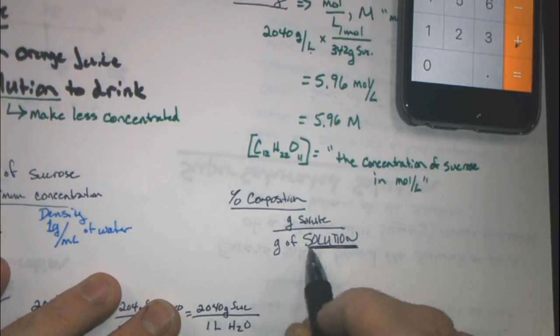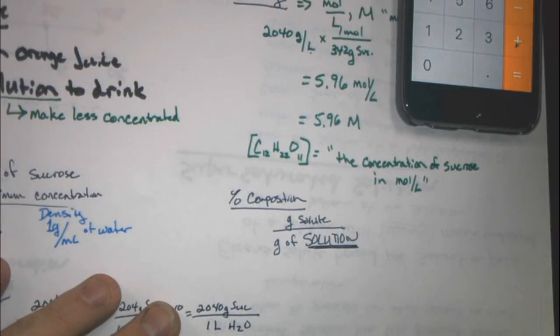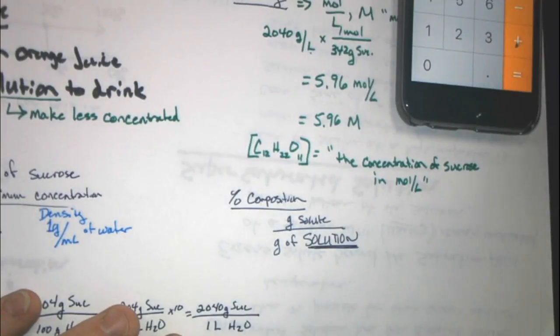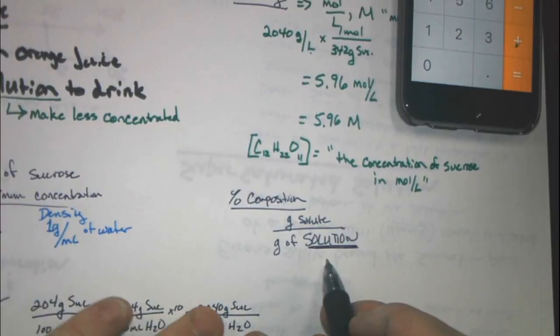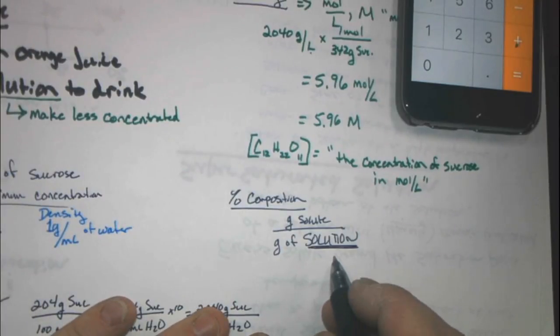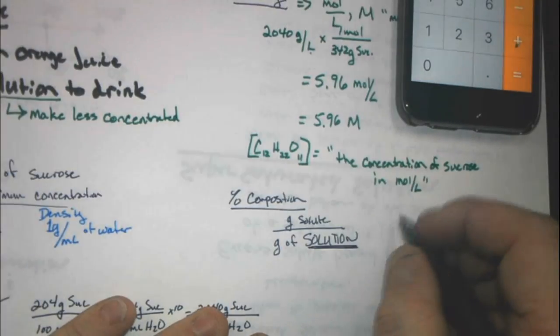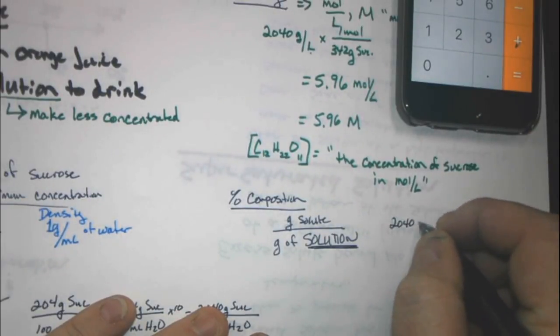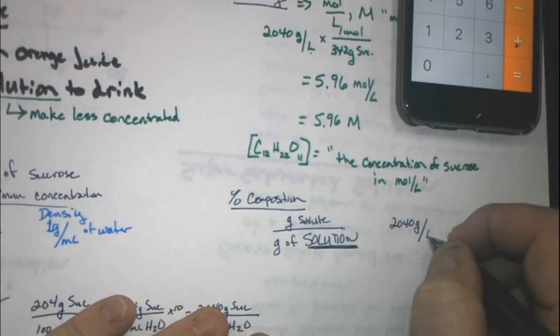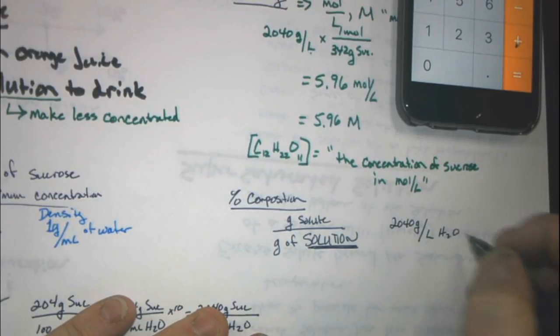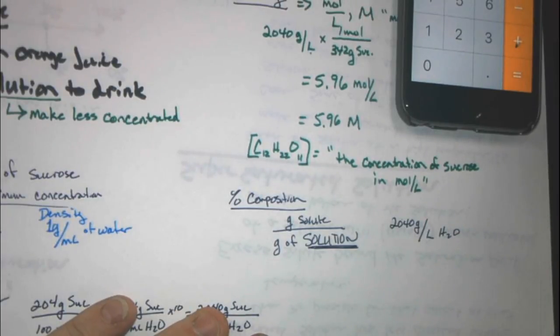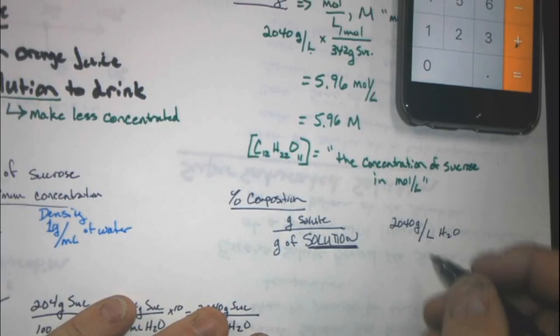Grams of solution is the total mass of your solution, not the mass of your solvent. All of the other ones are mass of your solvent. This is the mass of the whole thing. So, if we are doing 2040 grams per liter of water, okay, our percent composition is going to be this.